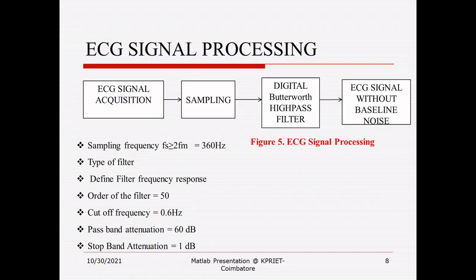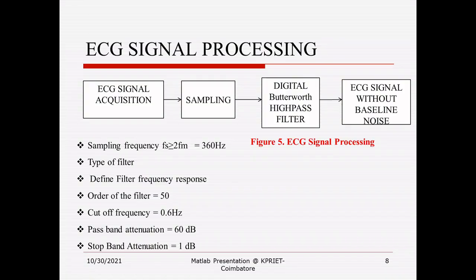Then, since this is a digital filtering process, the acquired ECG signal should be converted into discrete form. For that purpose, the next step is a sampling process. As we discussed earlier, for any biomedical signal, the sampling operation requires a minimum of 20 Hz to a maximum of 20 kHz. Here I am choosing the sampling frequency as 360 Hz, and then we need to choose the type of digital filter. The type of digital filter we have chosen is a high pass filter here.